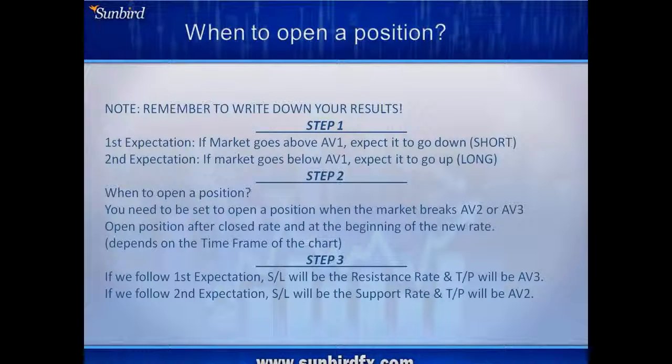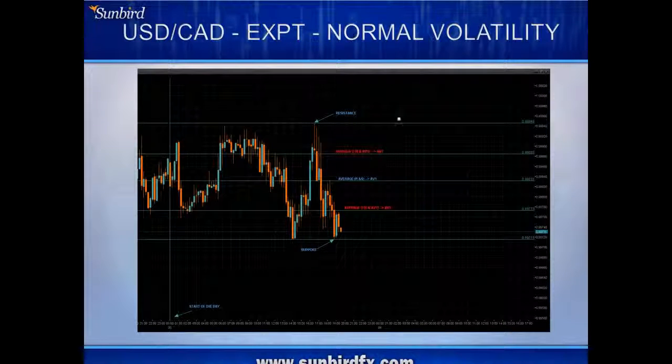Now, let's take, for example, our second expectation. It's the same thing, only vice versa. If market goes below average 1, expect it to go back up. Again, so market went below average 1. I'm expecting it to go back up, but I'm waiting for it to go a bit lower. So it breaks through average 3. I have a new rate coming up. I'm opening my position. My stop loss is my support, and my take profit is average 2.